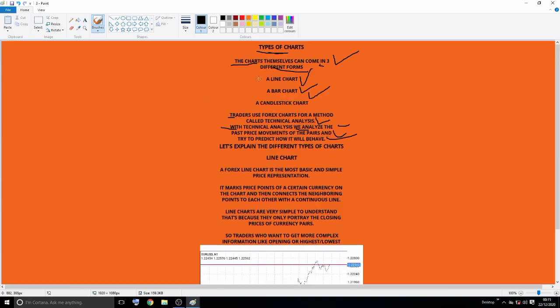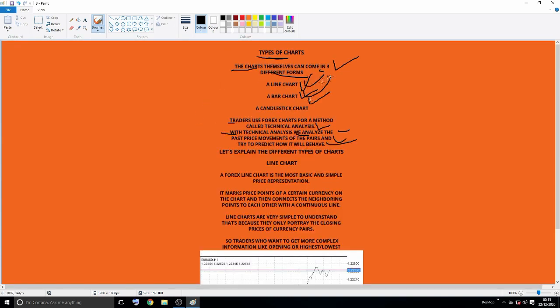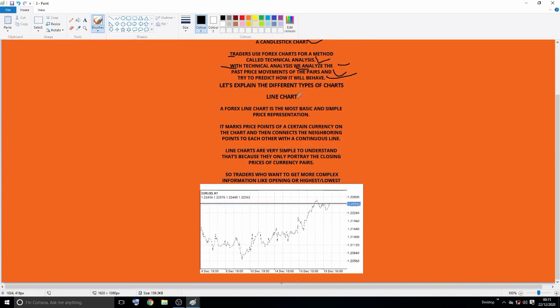So let's explain. Remember I said we have a line chart, a bar chart, and a candlestick chart. So now let's explain a line chart. A forex line chart is the most basic and simple price representation. This one is not complicated. It just shows you the price movement as it is. It doesn't show you a lot of details.